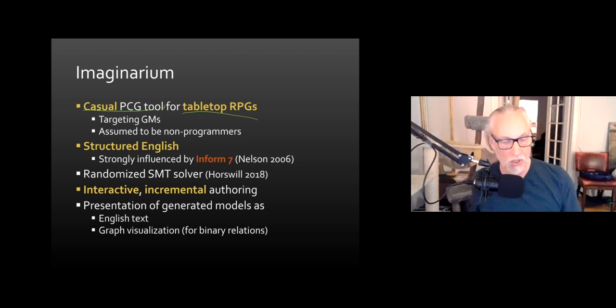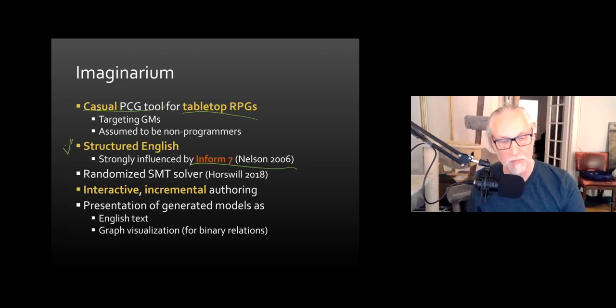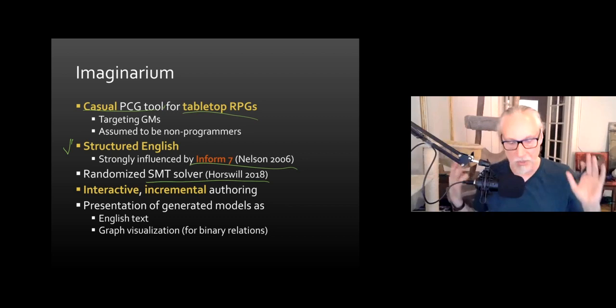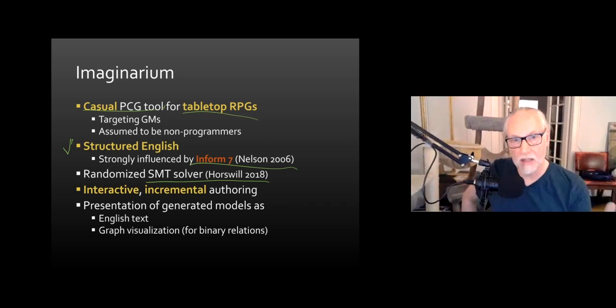as programmers. So following Nelson's work with Inform 7, it uses structured English for its declarative programming language. It's backed then by a satisfiability modulo theories solver that's randomized. SMT is like a SAT solver, but with some extra bells and whistles. It gives you an interactive environment where you can incrementally try things out and add constraints and remove them.